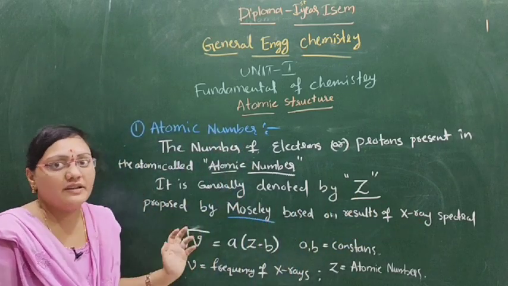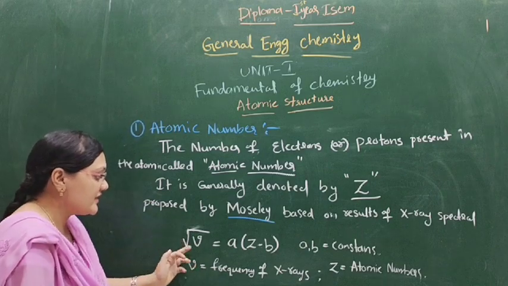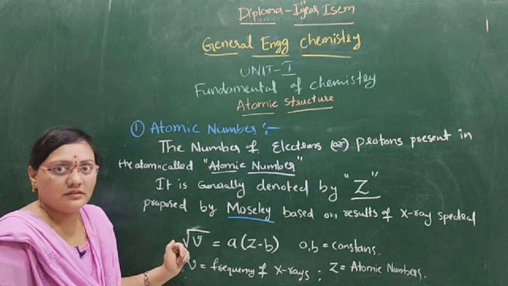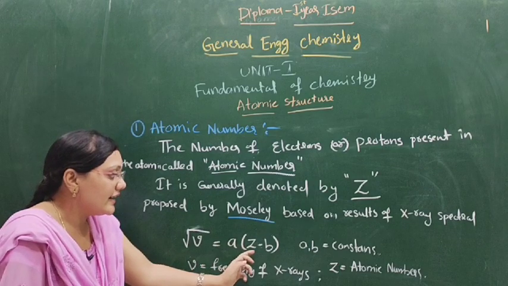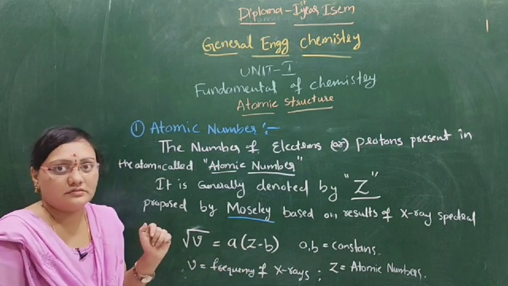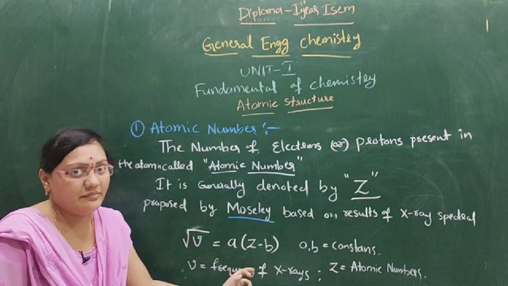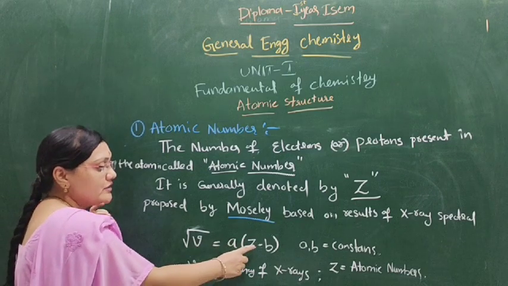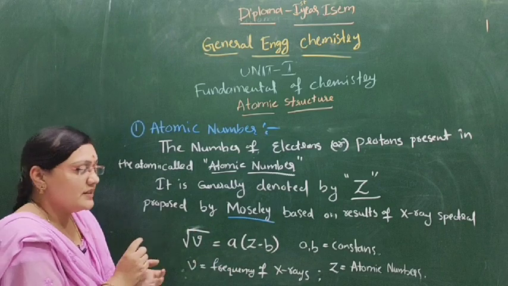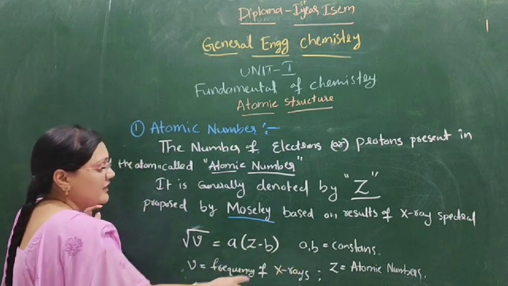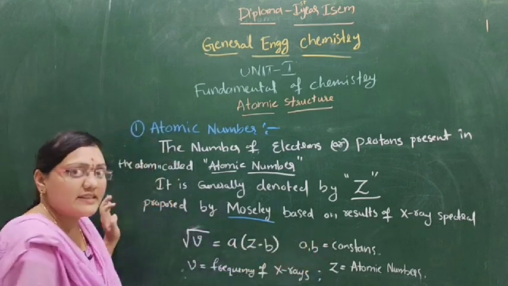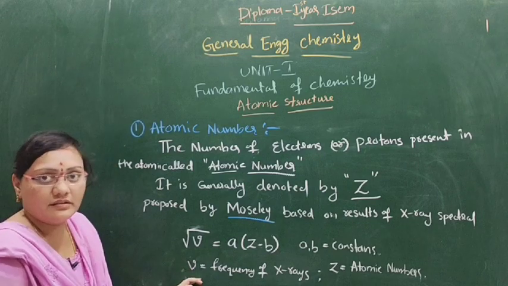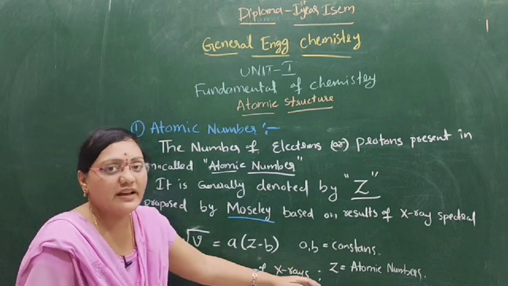The relation between the frequency of X-rays and atomic number is: frequency ν equals a into Z minus b, where Z is the atomic number, a and b are constants, and ν is the frequency of X-rays.